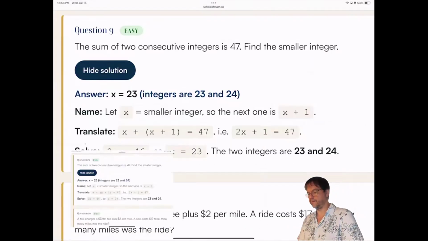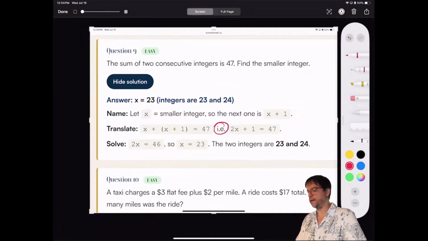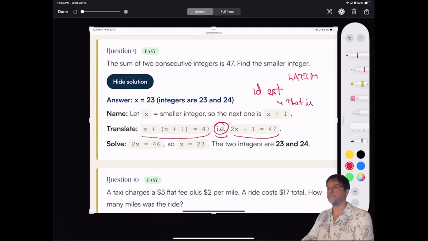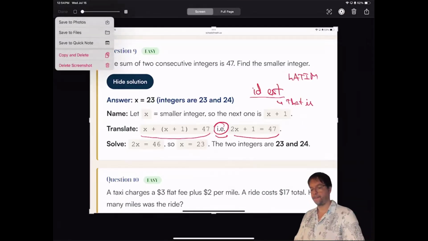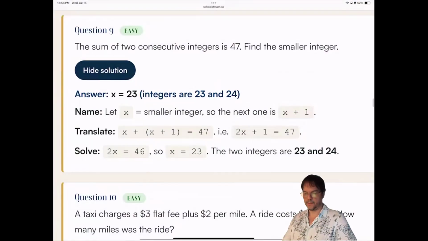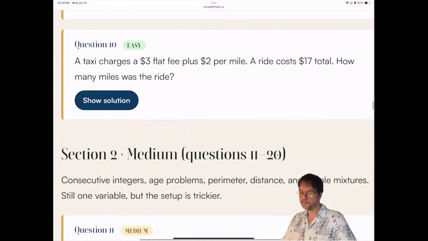When you see this information here, "id est" is Latin. That means "that is." So this, that is this. Okay? Got it. "Id est." That okay? Yeah. Next one. Question 10.